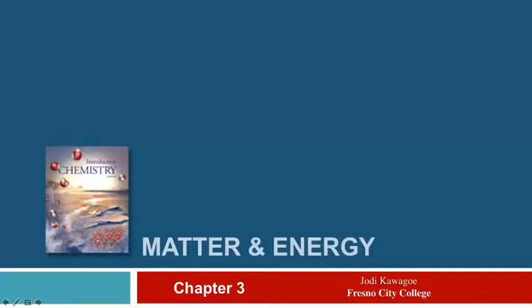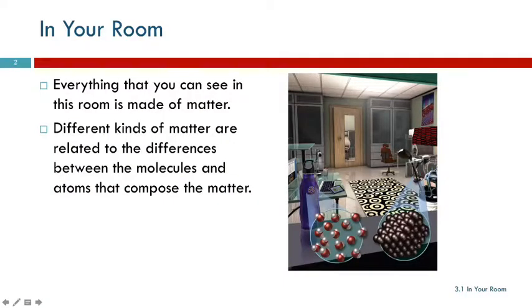Chapter 3, Matter and Energy. So here's a picture of a room. Everything visible in this picture is made of matter. Different kinds of matter are related to the differences in the particles, the atoms and the molecules that compose the matter.